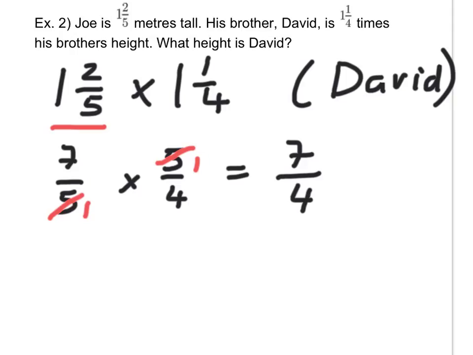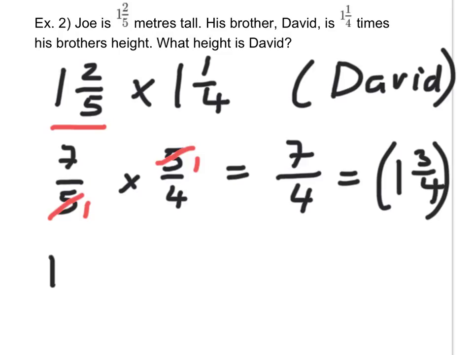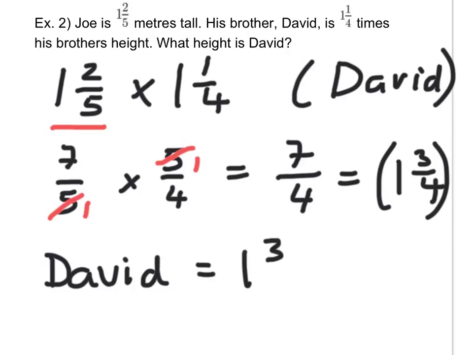Okay? We can change that if we want to. That's 1 3/4 meters is David's height. Okay? So David is 1 3/4 meters. So pretty straightforward. Let's look now at them a little bit more tricky.